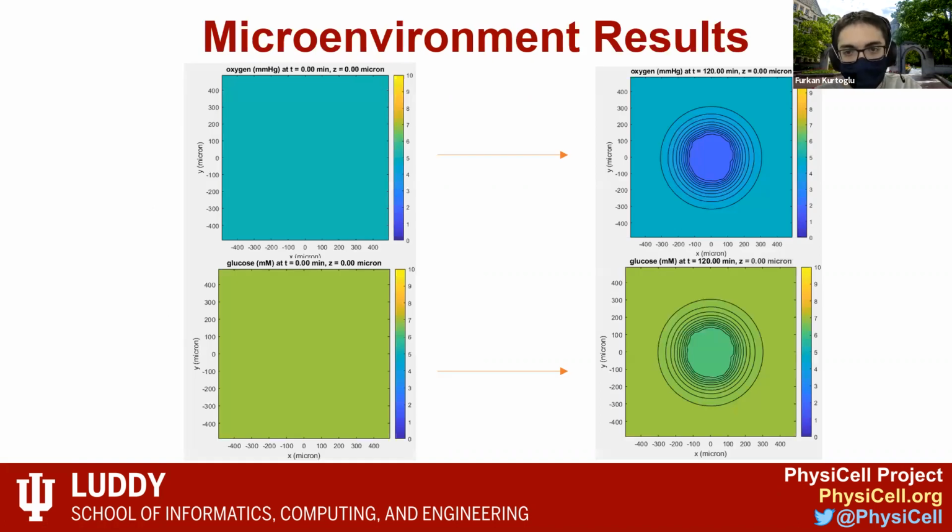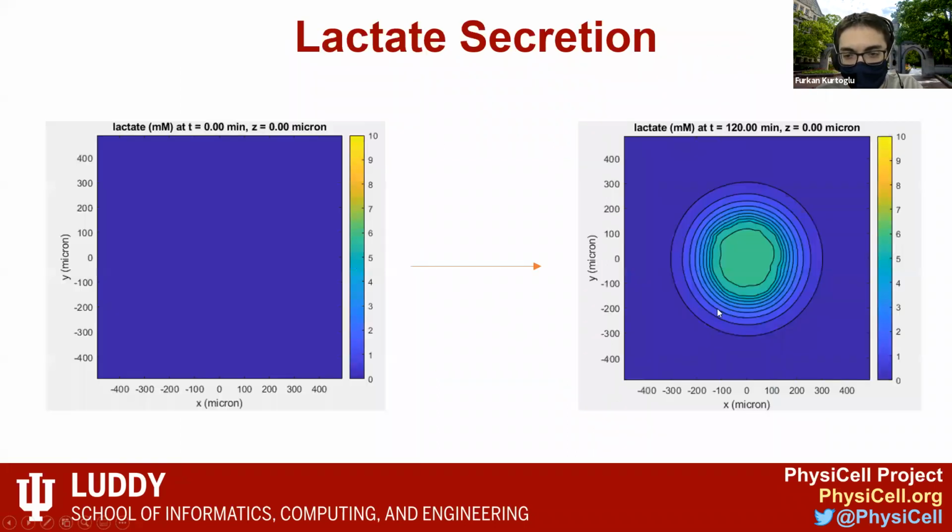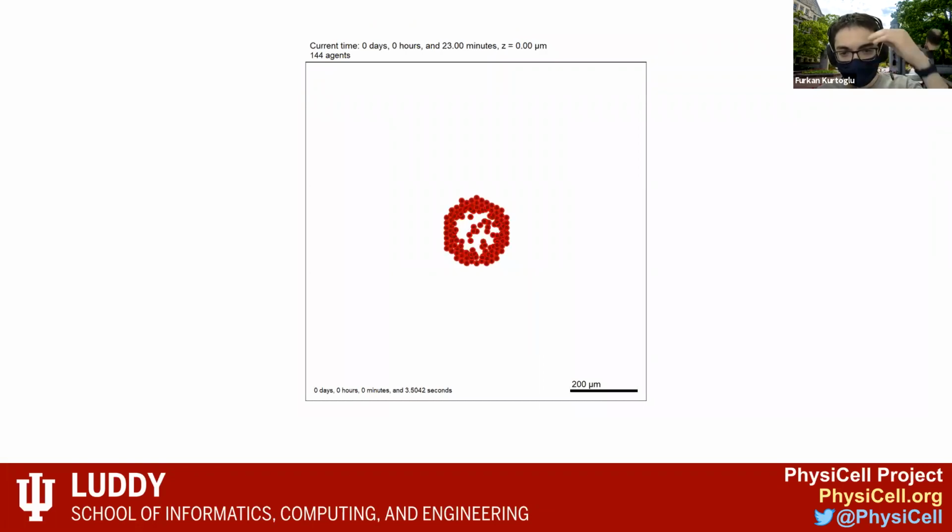So this is the microenvironment part. As you can see, the oxygen is consumed and glucose is consumed. Here, in the beginning, there is no lactate creation rate, and the lactate secretion rate is just 0. But in the SBML, they are creating their lactate, and then they are changing their lactate secretion rate. Therefore, after some point, you can see this kind of behavior, because the lactate is internally created and then secreted to the microenvironment. So this is how it looks.